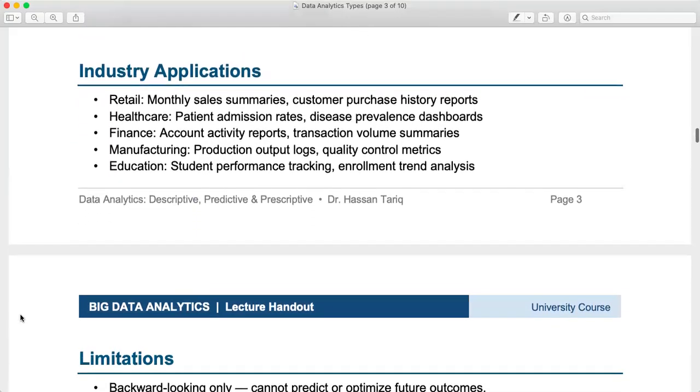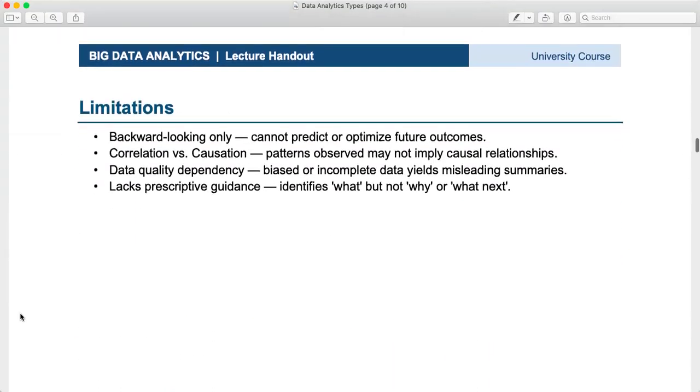The industrial applications are very wide. For example, retail. In retail, we can go for monthly sales summaries, customer purchase history. In healthcare, we have patient admission rates, disease prevalence dashboards. For finance, we have account activity reports, transaction volume summaries. In manufacturing, we have production output logs. For education, we have student performance tracking and enrollment trends, etc.